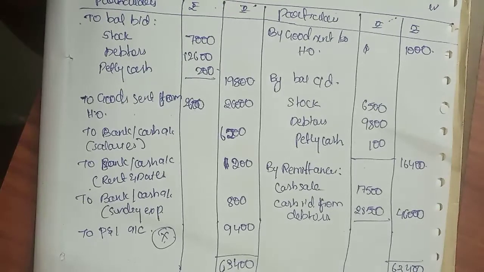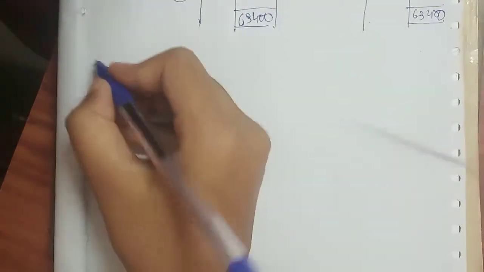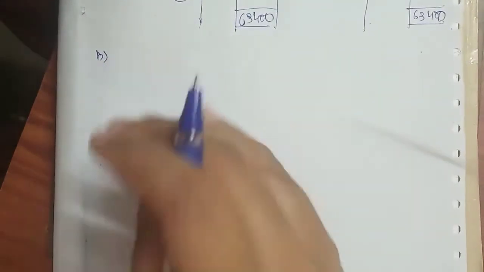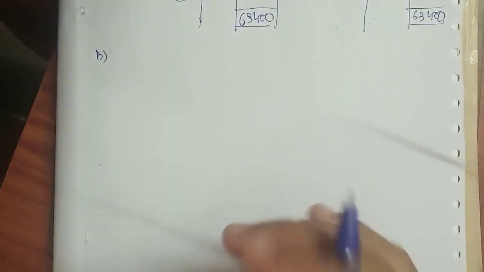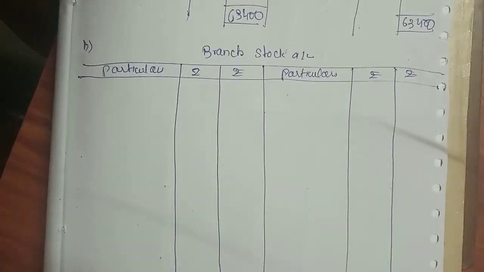Now we are going to the B part, that is in the method of branch stock and debtors method. So while answering the B part, you open all the accounts which they have asked and keep them ready with the format. Now we are ready with the format. So first we'll do the branch stock account.